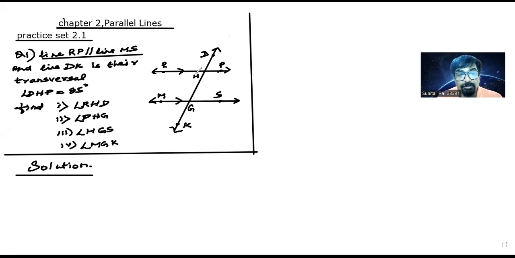Line DK is a transversal. Can you see DK? Please have a look at it. In the figure, line DK is a transversal. Angle DHP, you can see children, this angle DHP, I'll mark it with some other color. Angle DHP is 85 degrees.